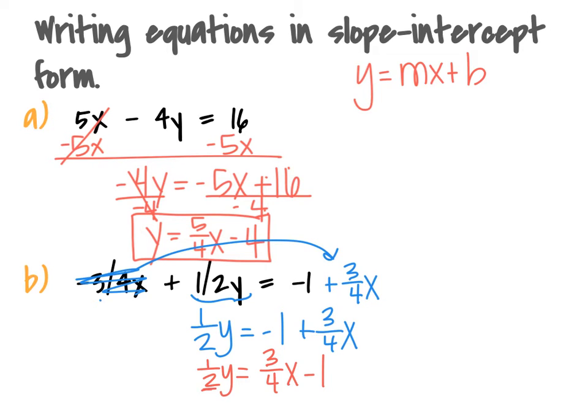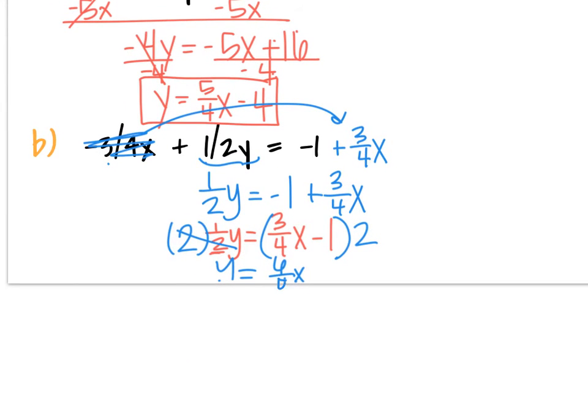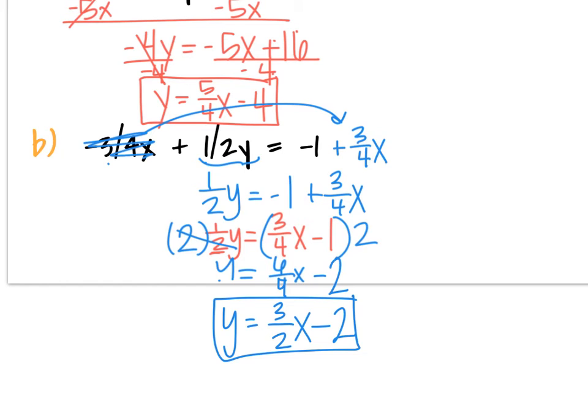Now you have to get rid of the 1/2, so to do that you can multiply both sides by 2. That means on the right-hand side you have to multiply everything by 2, so you get 6/4 x minus 2. And you can reduce 6/4 to 3/2 x minus 2. And that's your answer.